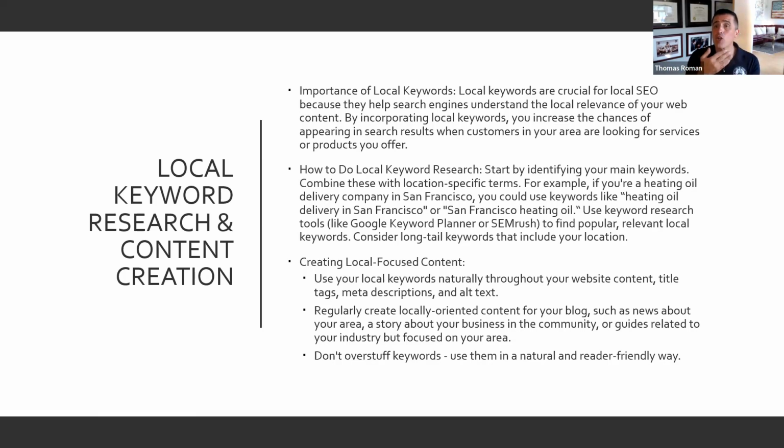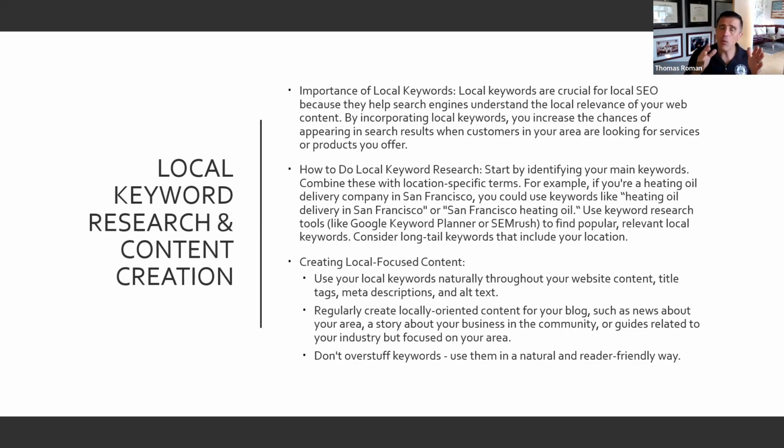First, you want to identify your main service keywords. Combine them with local specific terms, meaning the geographies. For example, if you're a heating oil delivery company in San Francisco, you can use keywords like heating oil delivery in San Francisco. Pretty straightforward. San Francisco heating oil. Use keyword research tools like Google Keyword Planner or SEMrush to find popular, relevant local keywords. Consider long tail keywords that include your location.